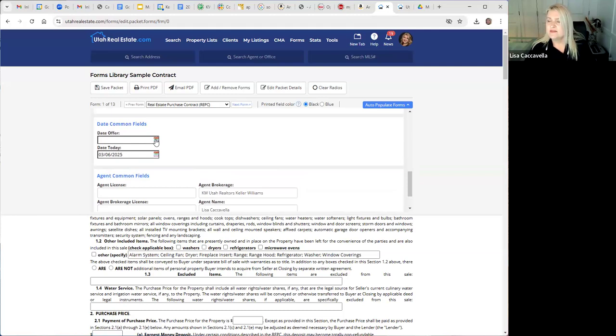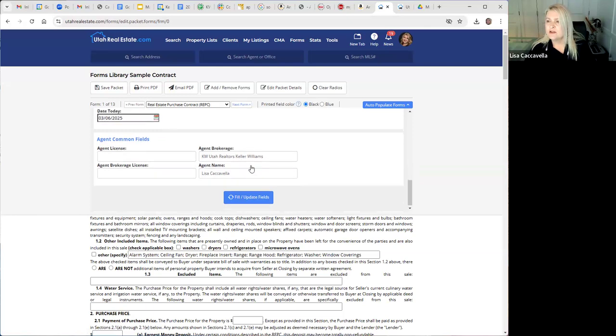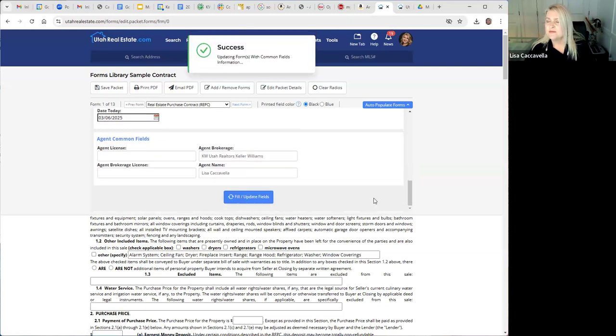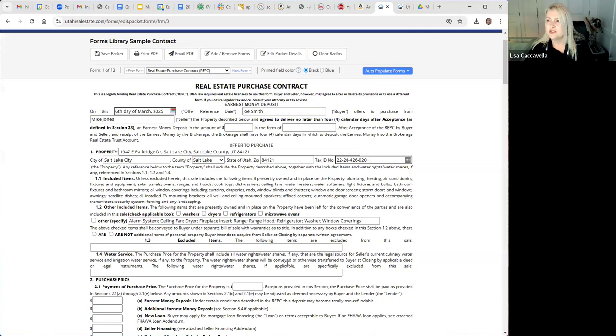The date of the offer would be today. And the date. So then you're going to make sure all of your information is in here. You're going to fill and update the fields. And after that says success, then you can get rid of the auto-populate forms. Okay, any questions so far? I don't see anything in chat, but I moved it over so it'd be easier to look at.